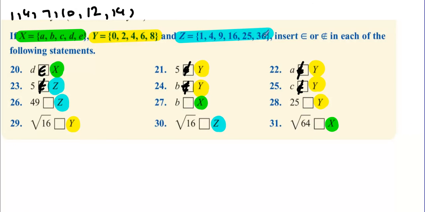Is 49 inside of Z? Nope, it's not an element. Is B inside of X? Yes, it is. It's an element. Is 25 inside of Y? Yes, it is. It's an element. Is root 16 inside Y? Well, root 16 is 4, and 4 is an element of Y. Is root 16 an element of Z? Yes, it is, because root 16 is 4. And finally, is root 64, which is 8, inside X? No, it's not. It's not inside of X.